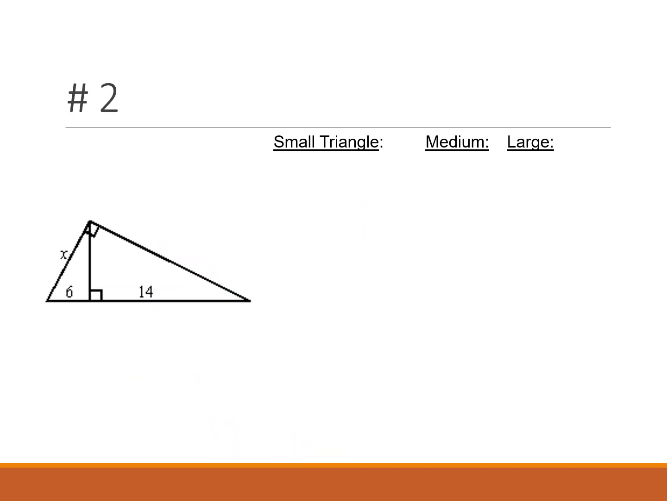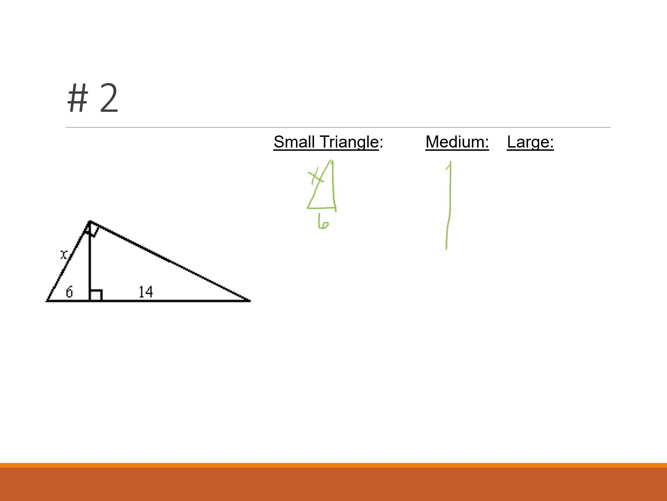All right, so let's look at example 2. Again, we're going to want to compare the 3 triangles we see here. So let's start by drawing our small triangle and labeling what we know. It looks like in that small triangle I know 6, and 6 would be the short leg of my small triangle, and I know x, which would be the hypotenuse of my small triangle.